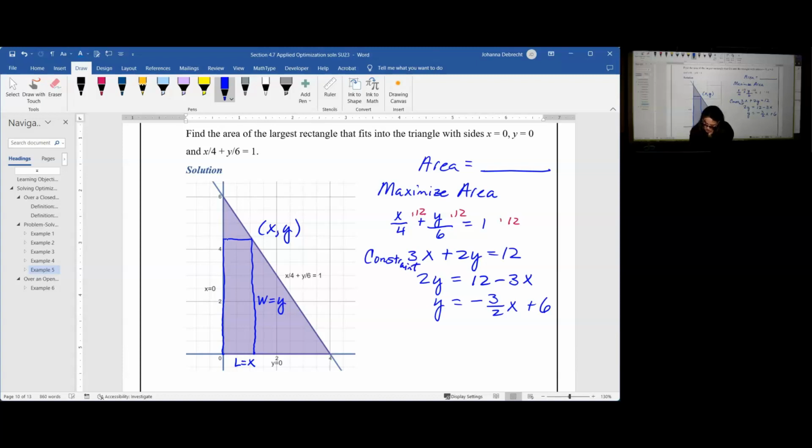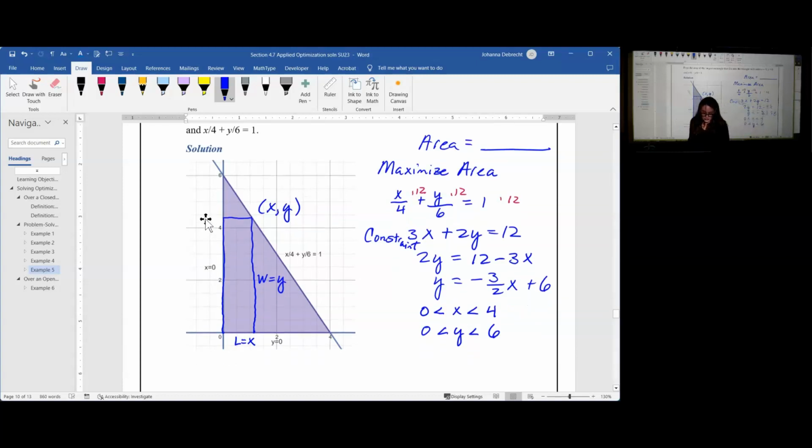I also know that x has to be greater than 0, but it can't be bigger than 4 because the triangle intersects the x-axis at 4. I know that y has to be bigger than 0, but it has to be less than 6 because the line intersects the y-axis at 6. So I have 3 constraints. It has to be on the line, and the dimensions have to fit in here.